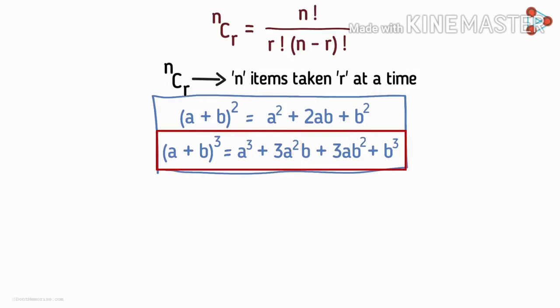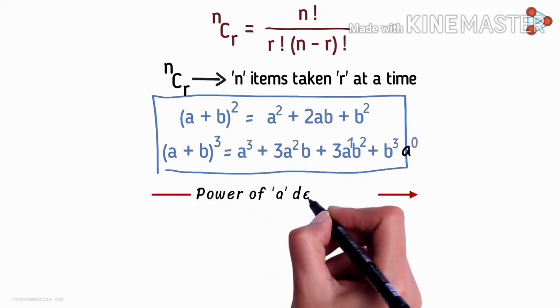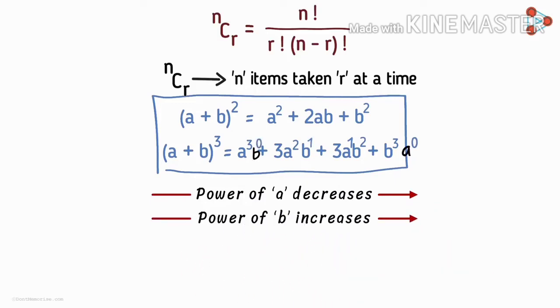Now let's look at b. Can you tell me the power of b in each term? Yes, they're 0, 1, 2 and 3. Didn't you notice any pattern in the powers of a and b? Yes, we observe that the power of a decreases and the power of b increases in each term. For a, the powers are 3, 2, 1, 0, and for b, the powers are 0, 1, 2, 3. Let's try and generalize a formula for this.